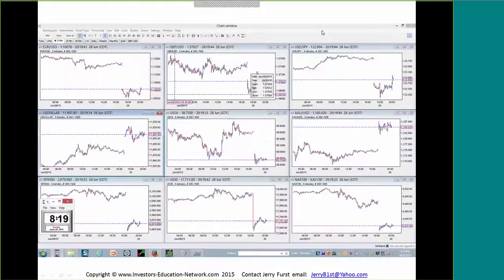So this is what it looked like last night at about 8:19 Eastern Time. This is my 3x3 grid on the markets. So we have the euro in the top left with the pound and then the dollar yen. Then over here on the center row, the dollar index, oil, and gold. And then we got the S&P, the Dow 30, and the NASDAQ on the bottom.